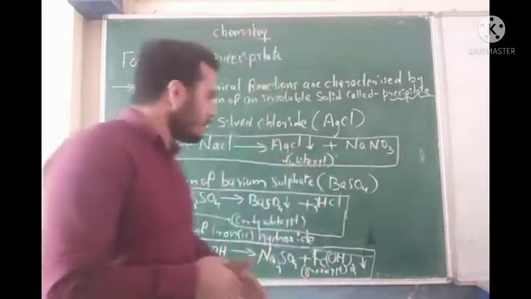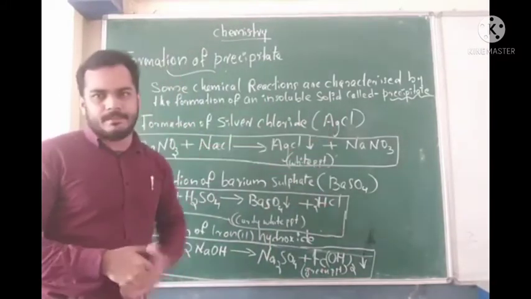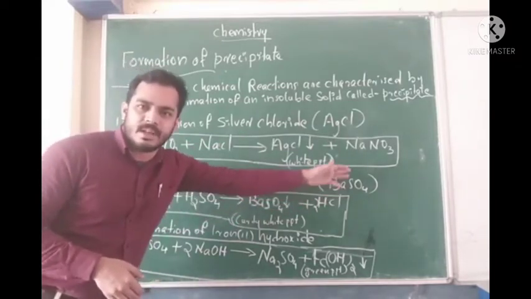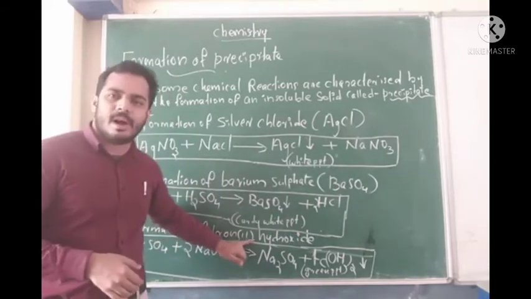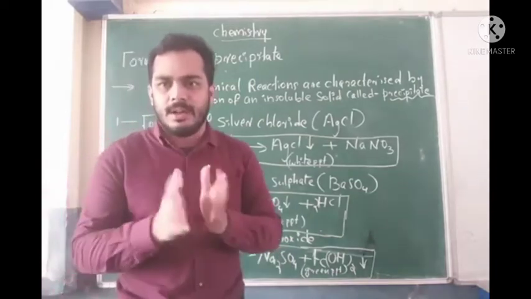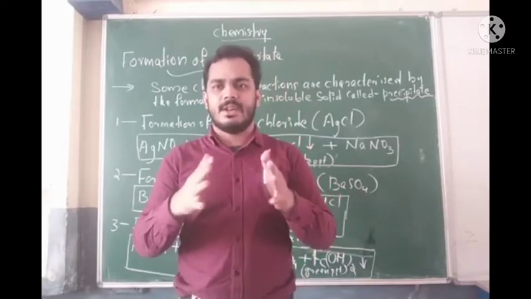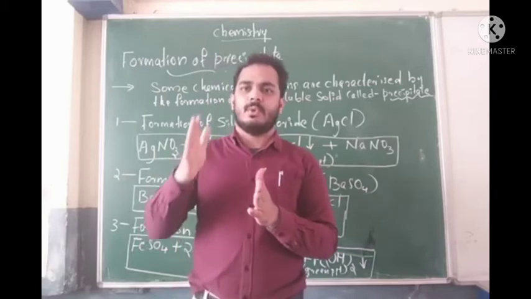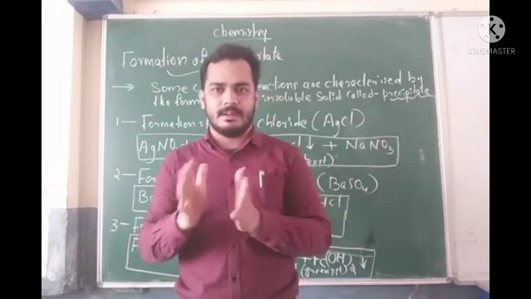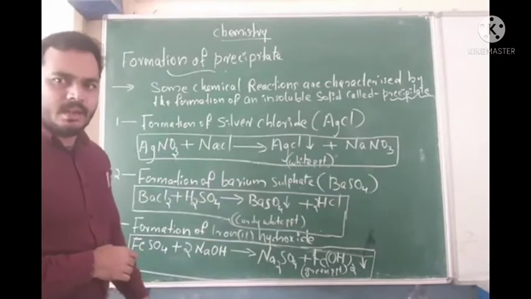The first one, the formation of silver chloride. And second one, formation of barium sulfate. And third one, sorry, iron hydroxide. Formation of iron hydroxide. So here some reactants react to form the product. So that product must be a precipitate. One product is a precipitate. So let's see what is the name of the precipitate formed in this chemical reaction.